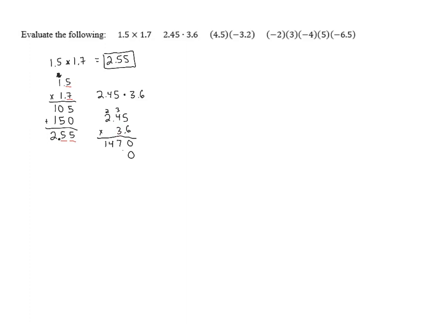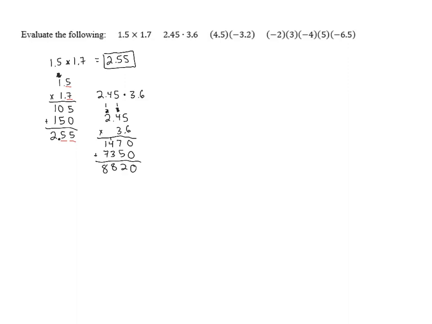3 times 5 is 15. Carry the 1. 3 times 4 is 12. Plus 1 is 13. Carry the 1. 3 times 2 is 6, plus 1 is 7. And we add these up. 7 plus 5 is 12. Carry the 1. That gives us 8.